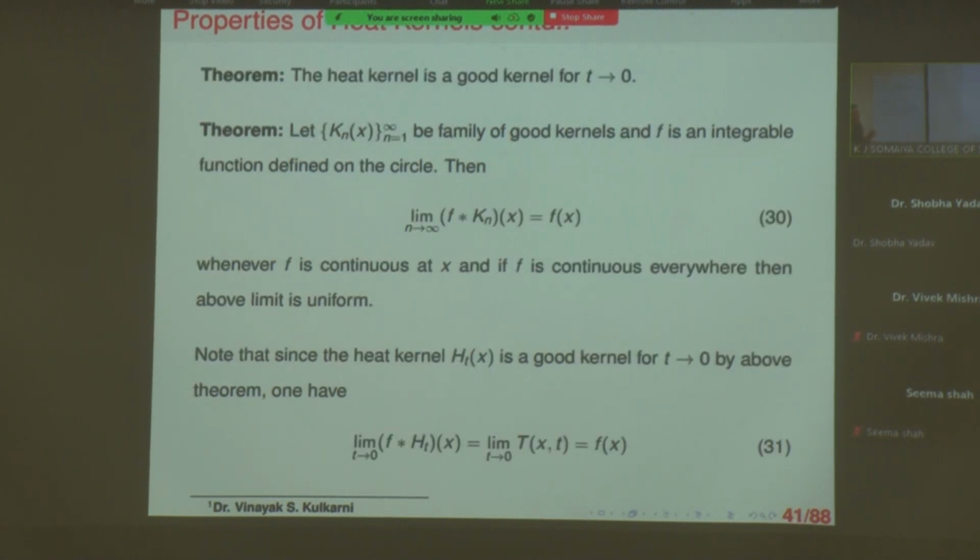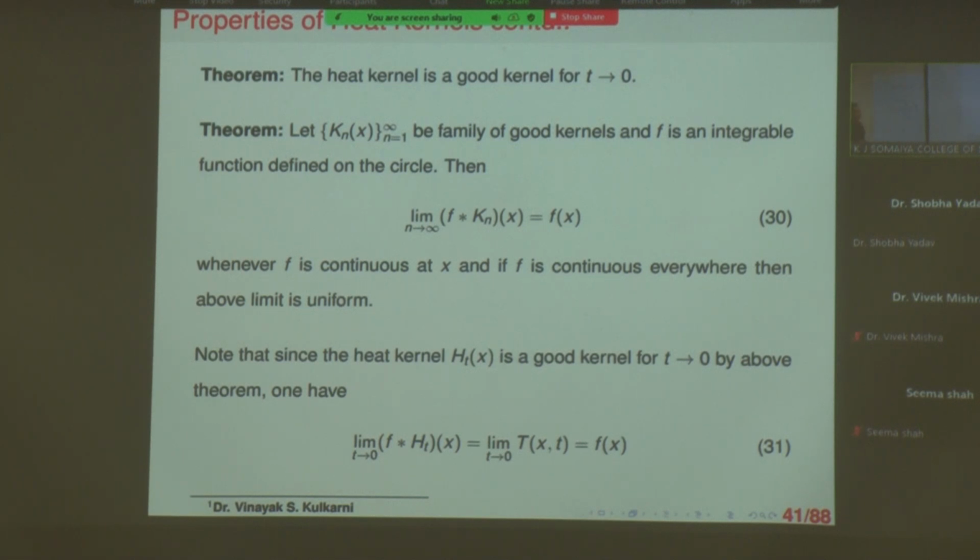Now my point is the heat kernel is a good kernel as t tends to 0. Already I have defined the heat kernel. We have derived the expression for the heat kernel, and the heat kernel is a good kernel. It satisfies all the properties whatever I mentioned last time. Okay, as t tends to 0, the heat kernel is a good kernel. And what is the advantage of having all these properties of the good kernel? This is the advantage.